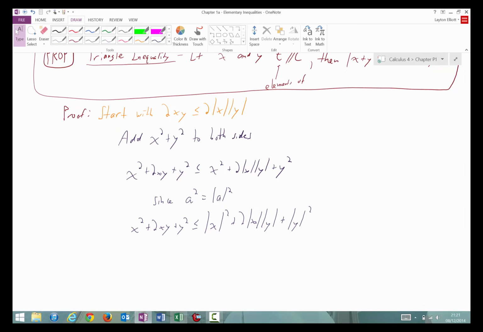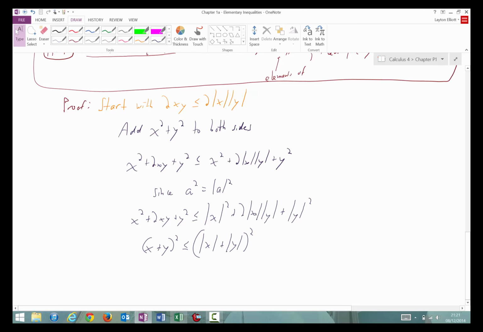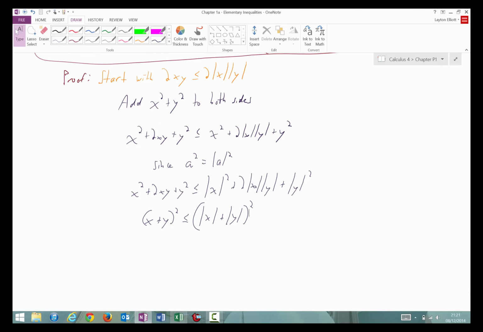And then we'll do the factoring step that I know you guys can see. X plus y quantity squared is less than or equal to the absolute value of x plus the absolute value of y quantity squared. What I'm going to do is go all the way back up to the start and take a look at that.